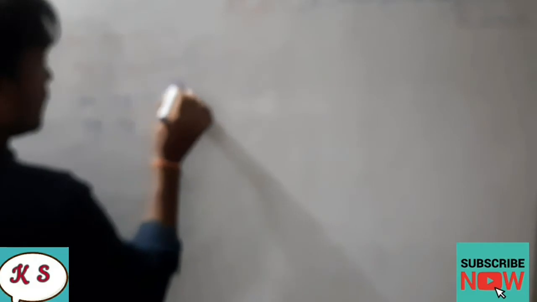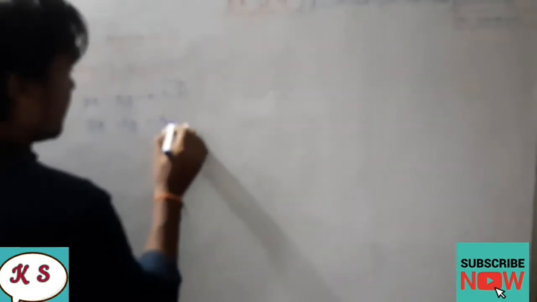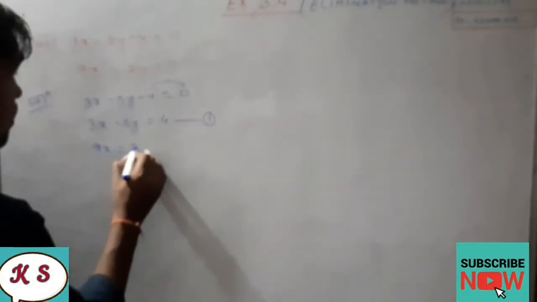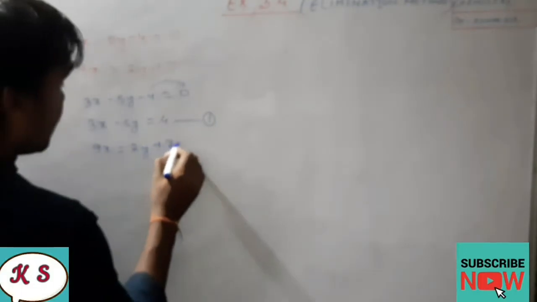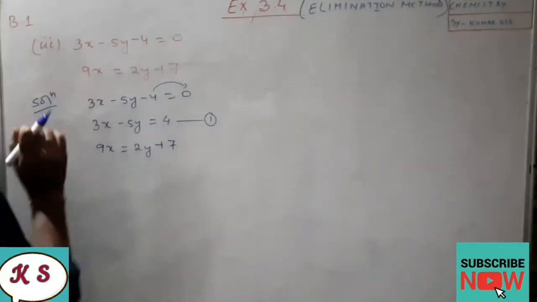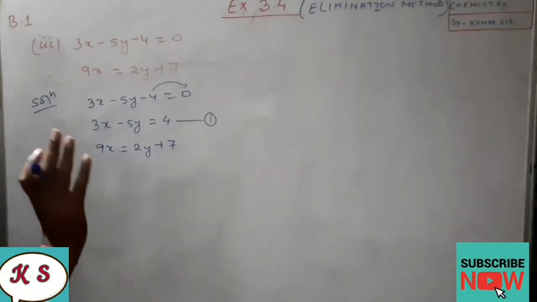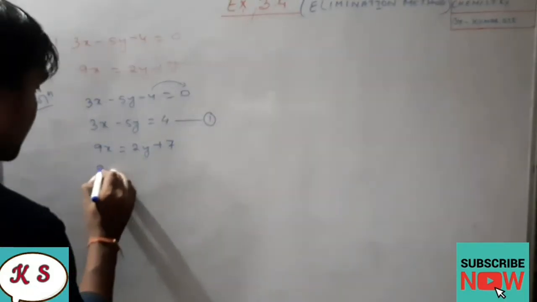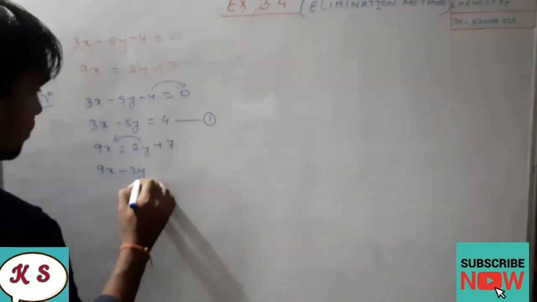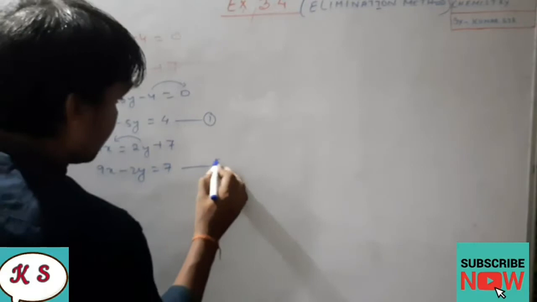So again, we will take one more step. It will be 3x minus 5y, and this 4 we are taking to this side, so it will be plus 4, equation number 1. Next, we write 9x equal to 2y plus 7. I think this question was asked in 2020 in the board exam for 3 marks, so dear students, practice it properly. This 2y we are moving to this side, then it will become 9x minus 2y equal to 7, equation number 2.